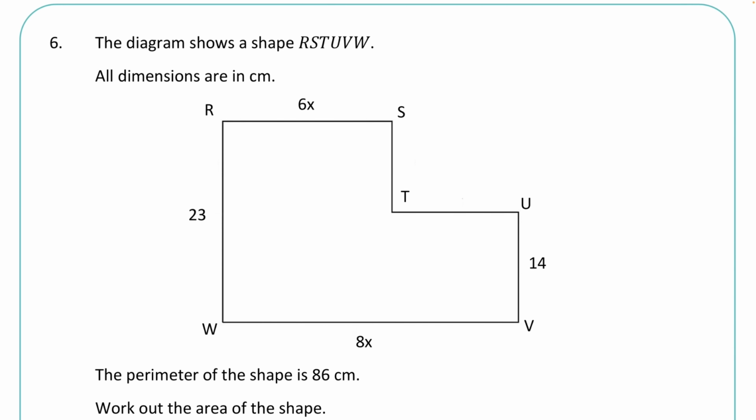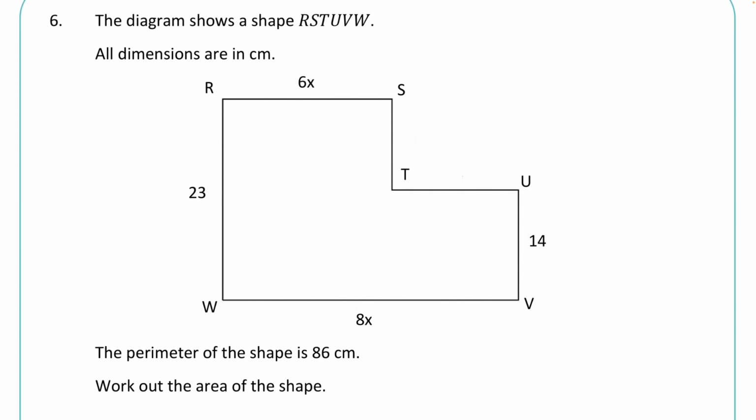Okay, so question 6, we have some expressions as side lengths and we have a compound shape involved. It says the perimeter of this shape is 86 centimetres, work out the area of the shape. Now we're given some of the side lengths, and with any compound shape like this where we're missing sides, we want to have a look individually at the sides. So the vertical side here is 23 and over here it's 14. So to get this vertical line here, we would do 23 subtract 14, which gives us a height of that part, which is 9.